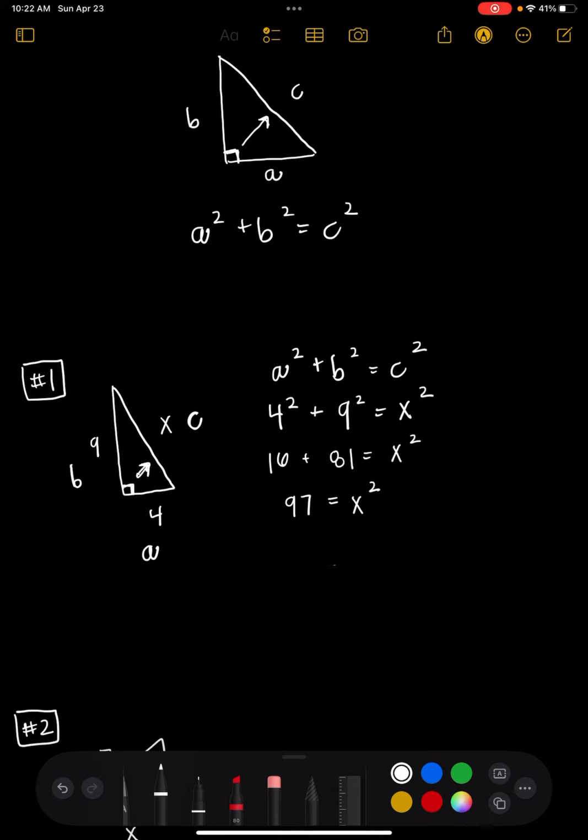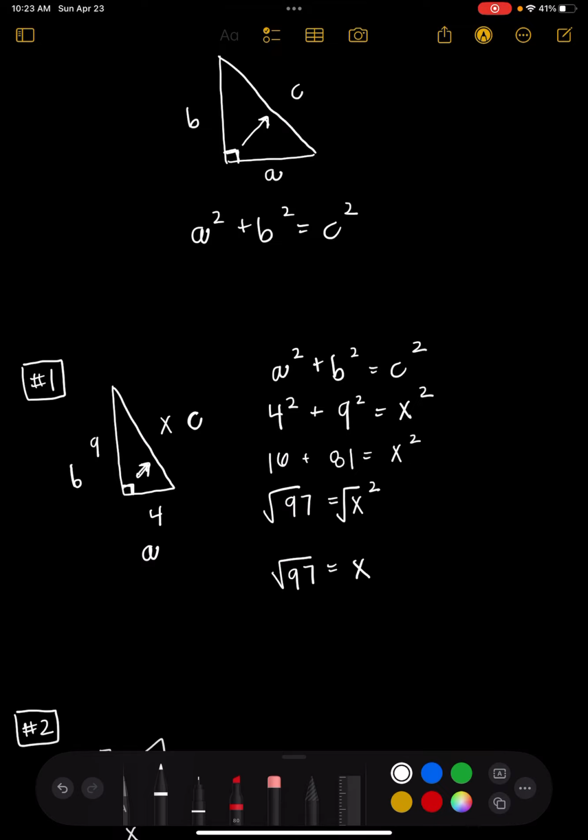So to figure out what x is equal to, we've got to get rid of the squared, and to get rid of the squared, we square root both sides. So when we square root 97, we get this. We square root x squared, we get this. The square root and the square on the x cancel each other out. So I just end up with x on this side and then square root of 97 on the other.